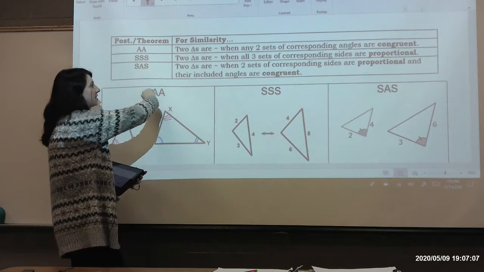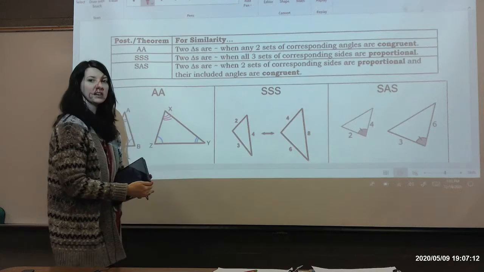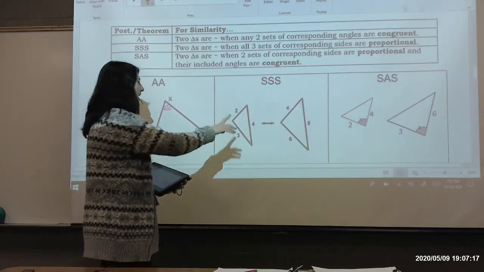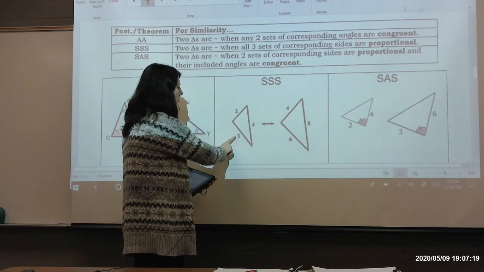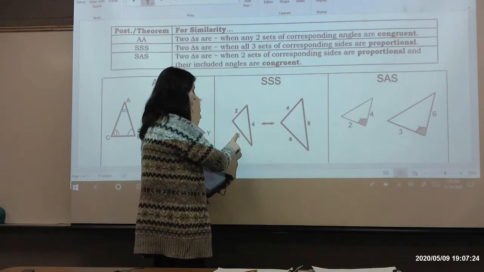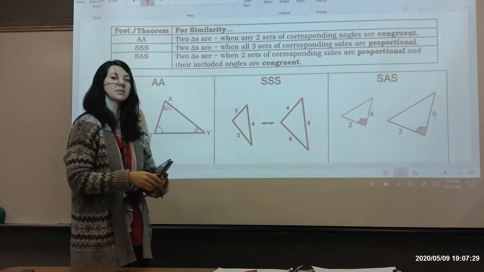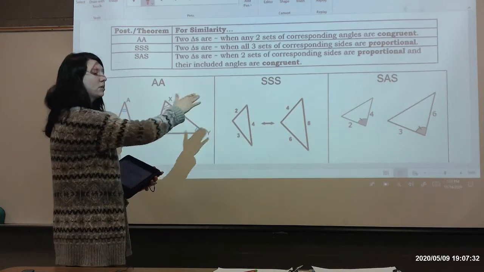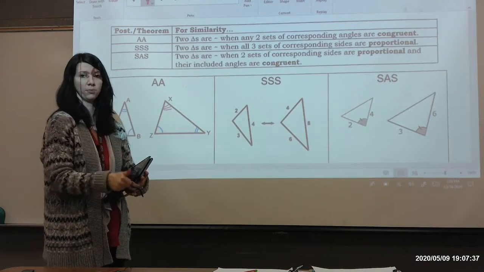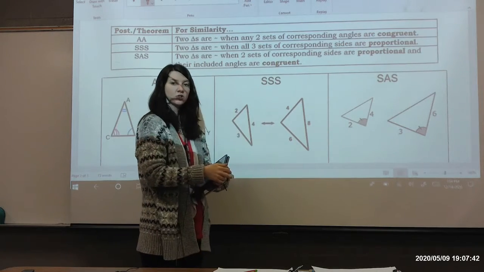Side, side, side says that 2 triangles are similar when all 3 sets of corresponding sides are proportional. So here's an example of that. Okay. So we have this triangle, which is 2, 3, and 4. And we check to see 2 times 2 is 4, 3 times 2 is 6, 4 times 2 is 8. So we had the same scale factor, which means that all 3 sides are proportional. We don't have to know anything about the angles if we can confirm that all 3 sides have the same scale factor. Okay? If that's true, then they are similar triangles.